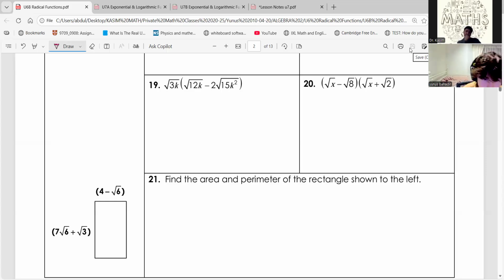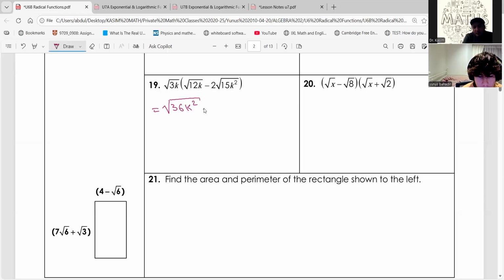I have a question. If I multiply square root of 3k and square root of 12k, does that become square root of 36k squared, just 6k, right? Because square root of 36 is 6, right? But what happens to the k times k equals k squared? Yeah, square root of 36k squared, but both are perfect squares, right?